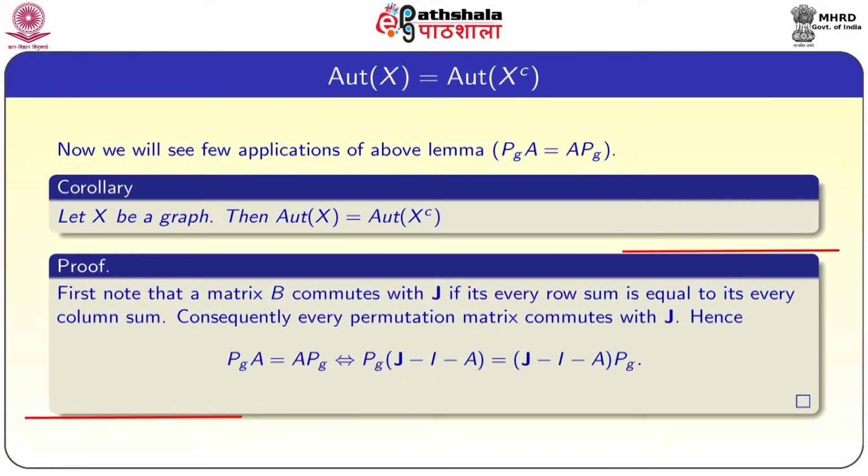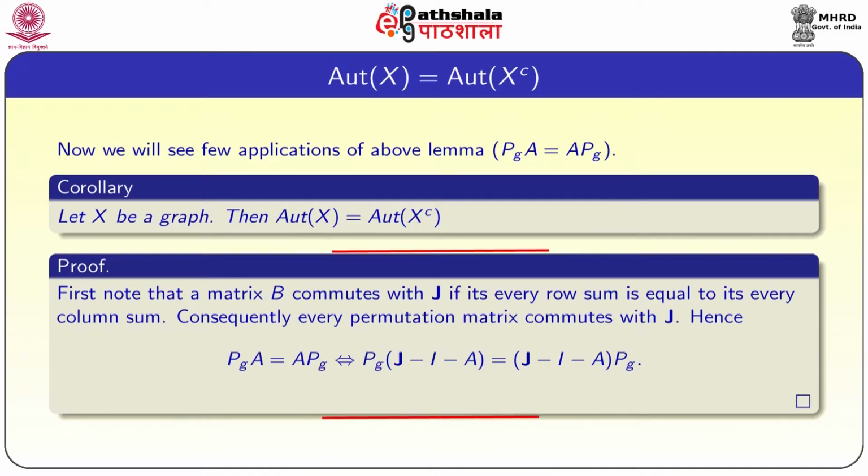First note that a matrix B commutes with J. Recall J is a matrix with every entry 1. So, B commutes with J means JB equals BJ. That means if you multiply JB, the first entry is going to be the sum of entries in the first row. So, in that way JB equals BJ means every row sum in B is equal to every column sum.